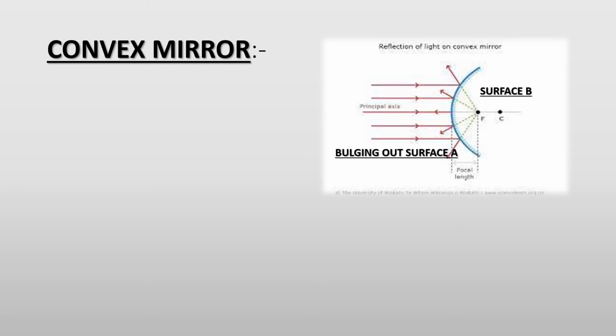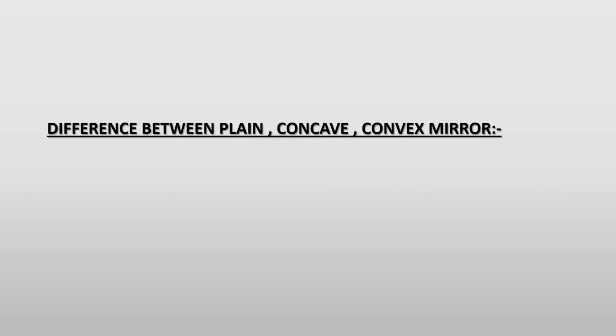The second type of spherical mirror is the convex mirror. A convex mirror is a spherical mirror in which the reflecting surface is away from the center of the sphere. That is, reflection of light occurs at the convex surface, that is, the bulging out surface A, and the other surface B is non-reflecting or opaque.